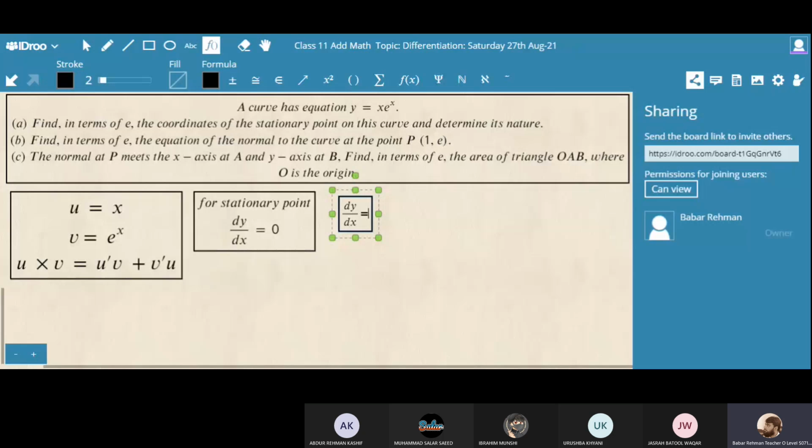You multiply the product rule: u prime v. So what is the derivative of u? Yes, student. You can write u prime v plus v prime u. What is u prime?